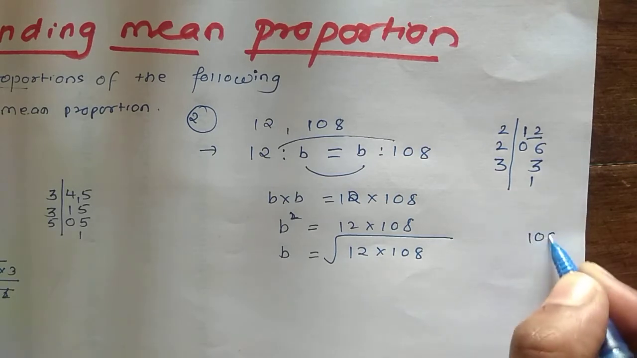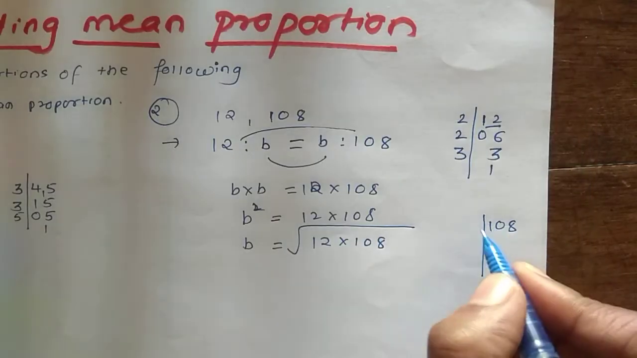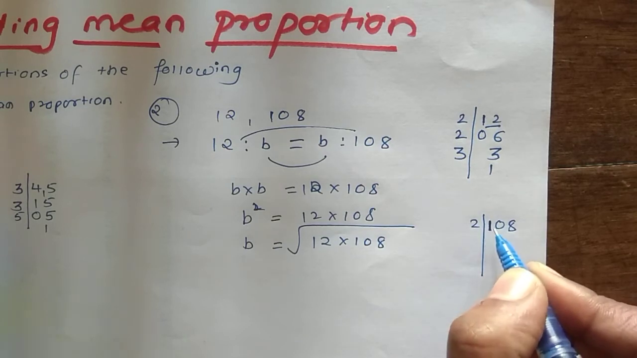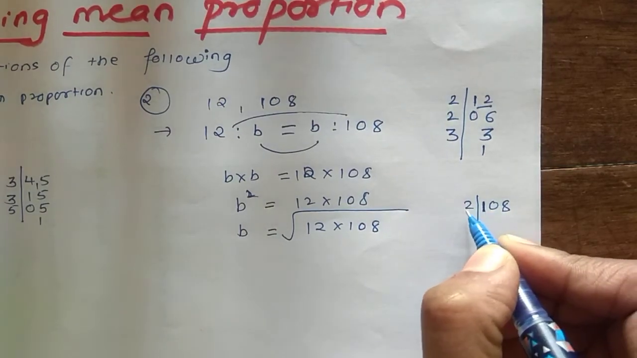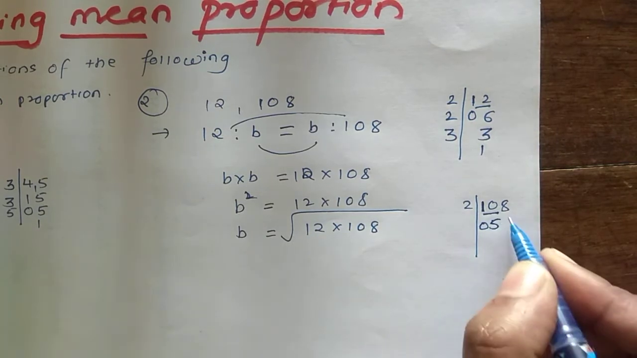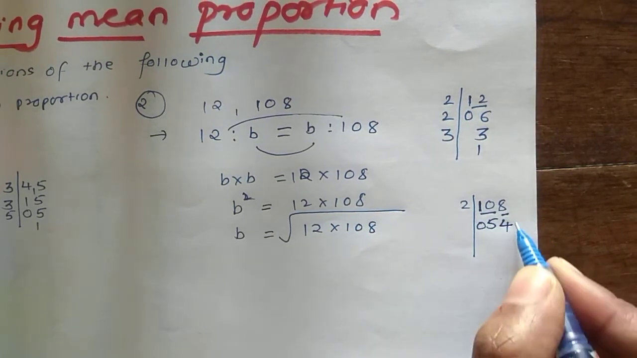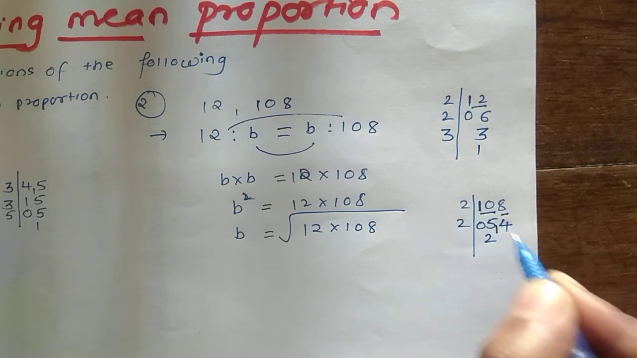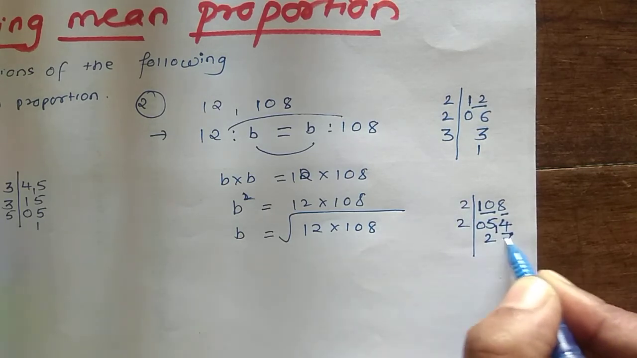Similarly we will do the prime factorization of 108. We can divide this with 2. First try to divide 1, but 1 is less than 2, so we'll put 0. We will take this 10. 2 5s are 10. Then 2 4s are 8. Again it is an even number, so we can divide with 2. 2 2s are 4, carry 1. 2 7s are 14.